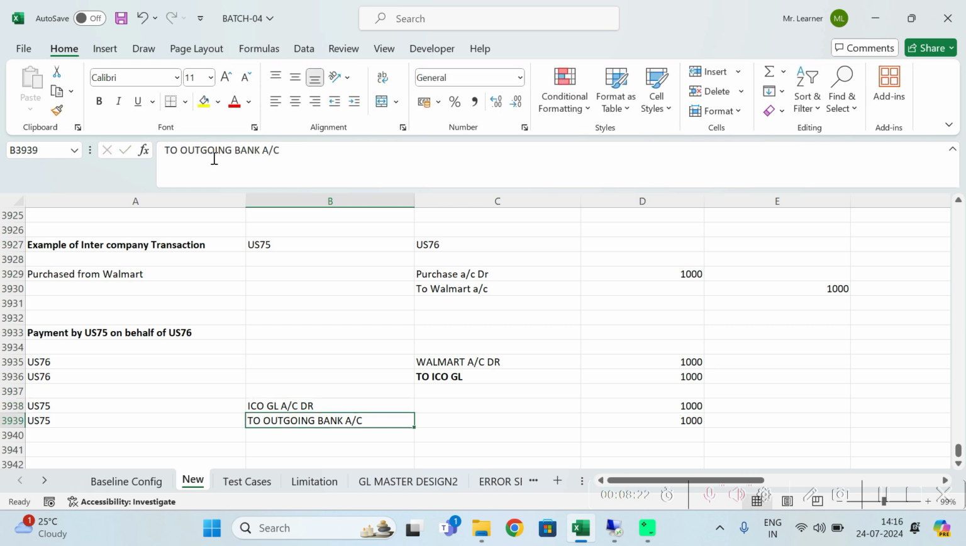Okay. So this is known as an intercompany transaction. This is one of the examples. So if you post any transaction, then these two GLs will come into the picture to balance at the company code level. Okay, so this is known as the intercompany GL. Now let us do the setup.